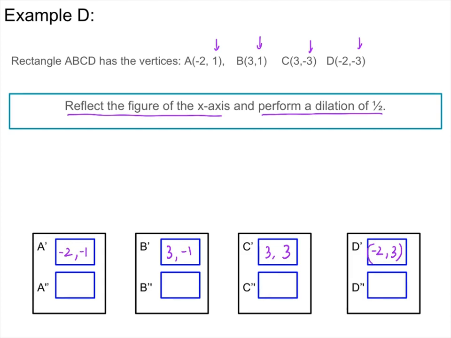So now that we have all of those points, the next thing that we need to do is perform a dilation of 1/2. So either we can multiply all of our points by 0.5 or divide by 2. So negative 2 divided by 2 is going to be negative 1, and then negative 1 divided by 2 is going to be negative 0.5. Our second point, 3 divided by 2 is going to be 1.5, and then negative 1 times half is going to be negative 0.5.